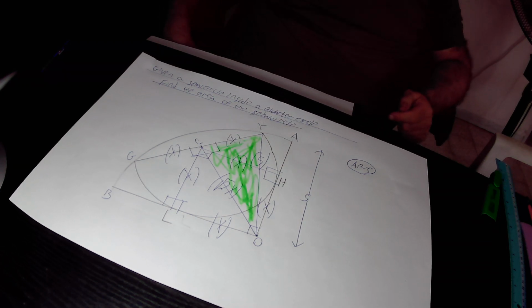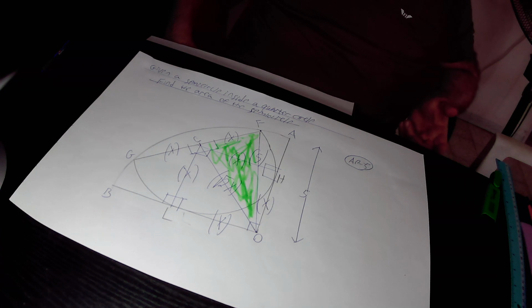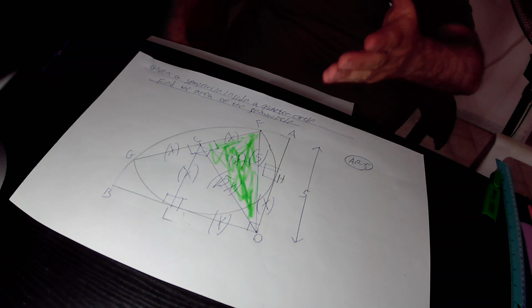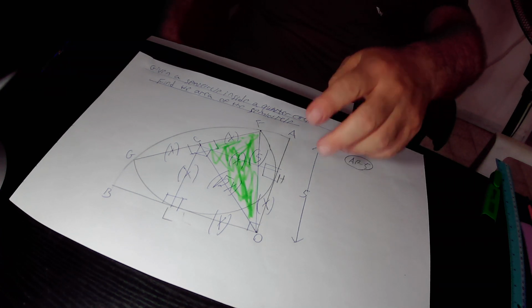In the next step, we join points O and F together by a straight line. We know that the radius of this quarter circle is 5 because AO equals 5.